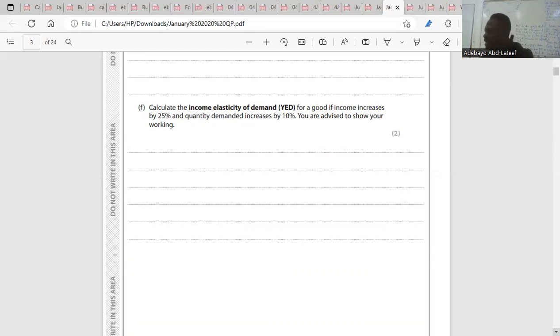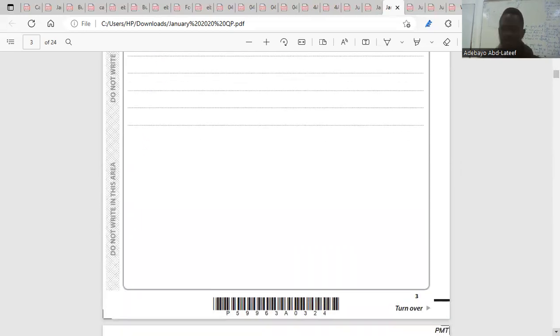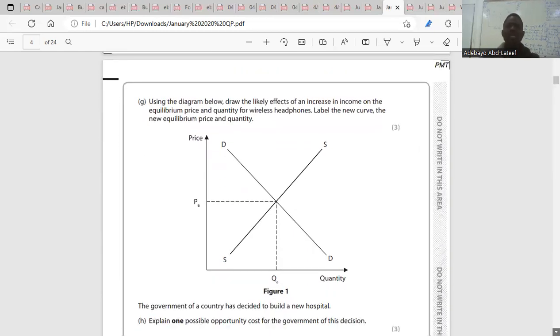Percentage change in the quantity demanded over percentage change in income. That's the formula for YED. Do you have any questions about that? No. Shall we move on? Can we continue, please? Yeah. Okay. Now to G.